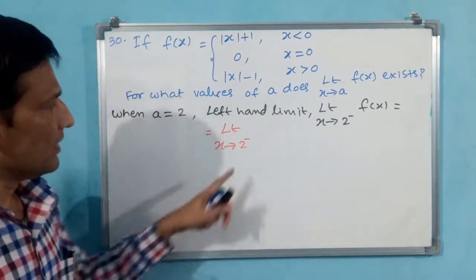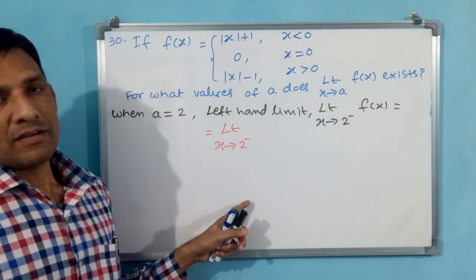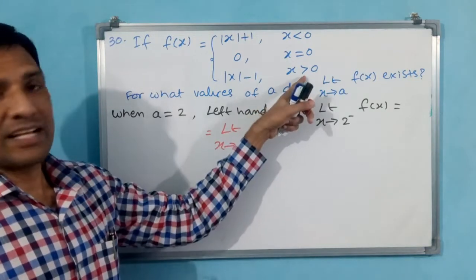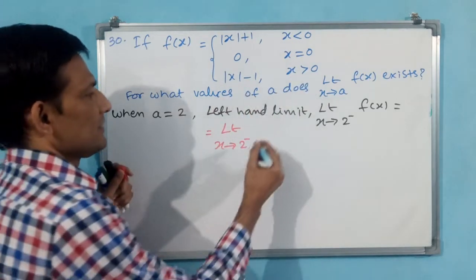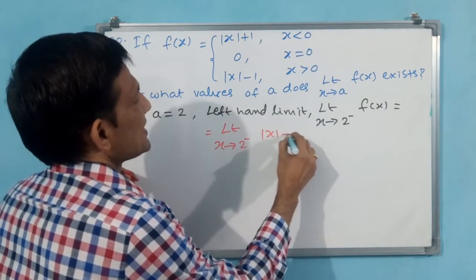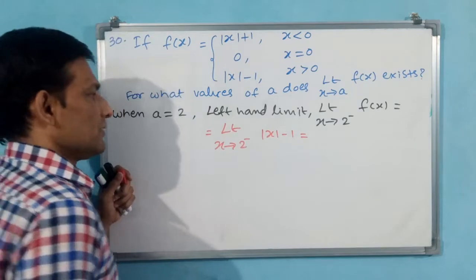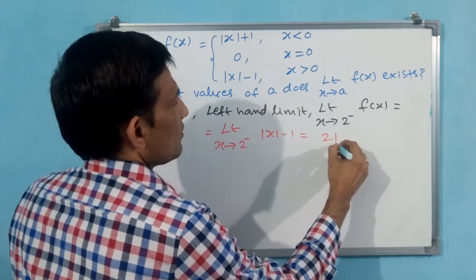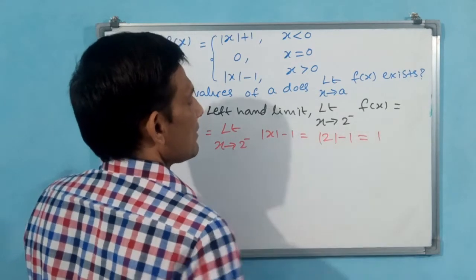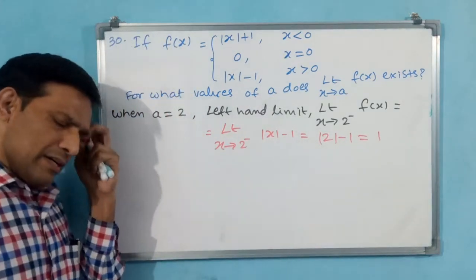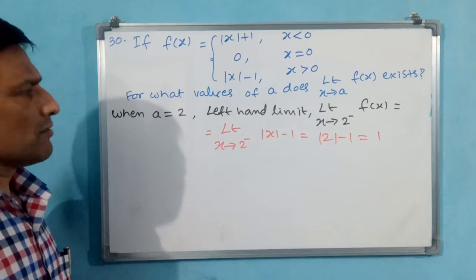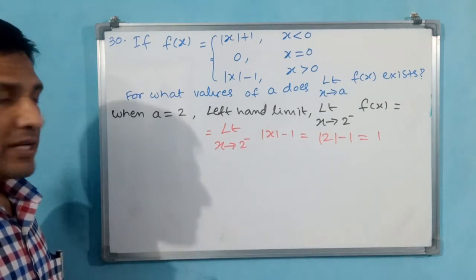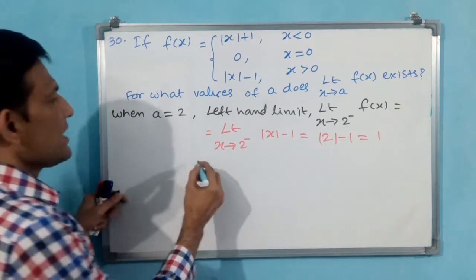Now you wait. What is f of x? See, 2 minus means greater than 1. Greater than 1 means greater than 0. Then you have to take this one. That is equal to, now once again you substitute 2: modulus 2 minus 1, that is equal to 1. Is it okay? 2 minus 1 is 1. This is the left hand limit. Now you write the right hand limit also.